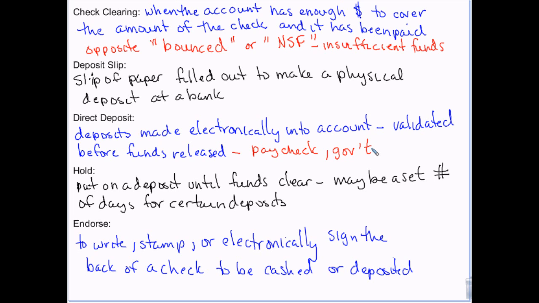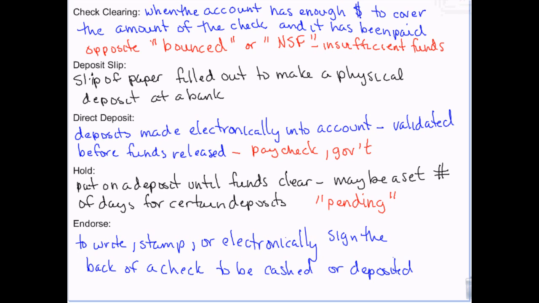A hold is what a bank will put on a deposit until the funds clear. Typically, if you look up your account information, you will see pending balance or pending funds if there's a hold put on the account. There are a couple of different kinds of holds. There's a hold they put on a check, maybe because it's a large amount and they want to make sure it clears. And so the hold will just be until the check clears.